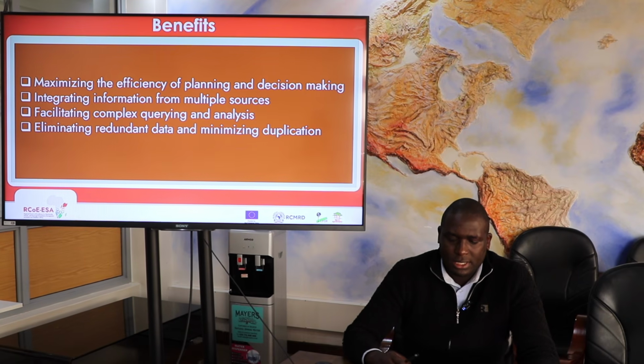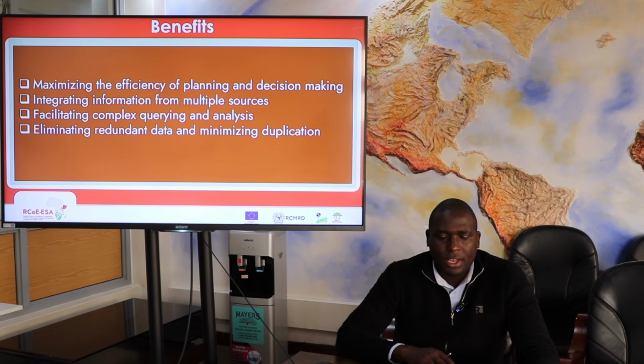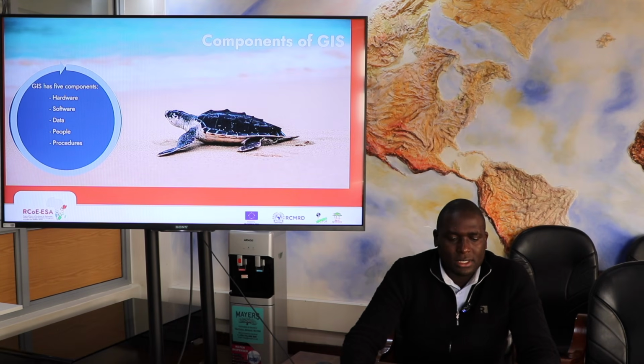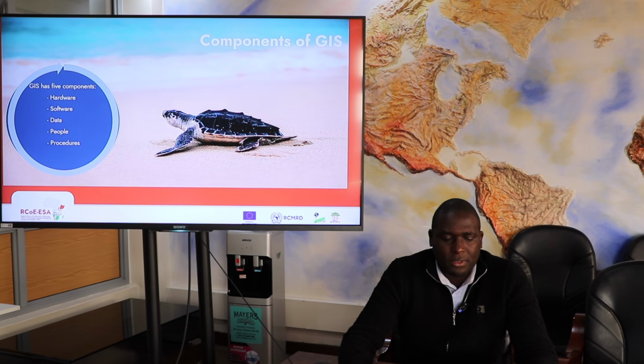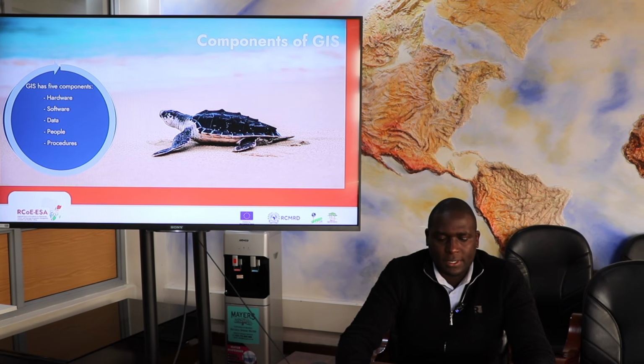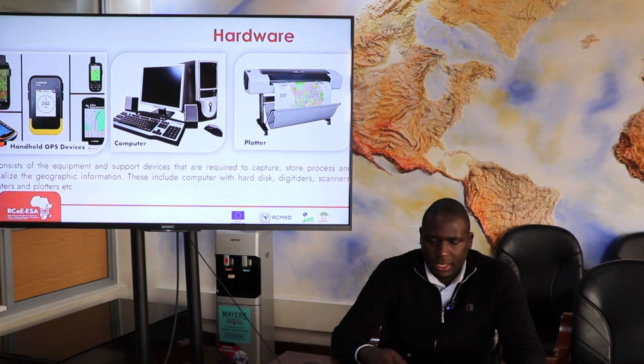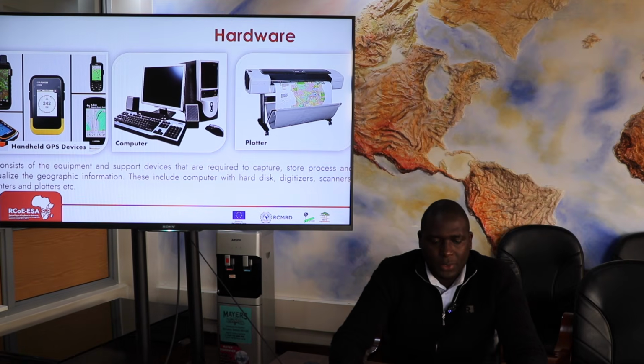As I told you, GIS is a system, and therefore, like any other system, it has components. It has 5 components. The first one is hardware, the second is software, the third is data, the fourth is people, the fifth is procedures. So I'll be going through each of these components in detail. The first one is hardware.